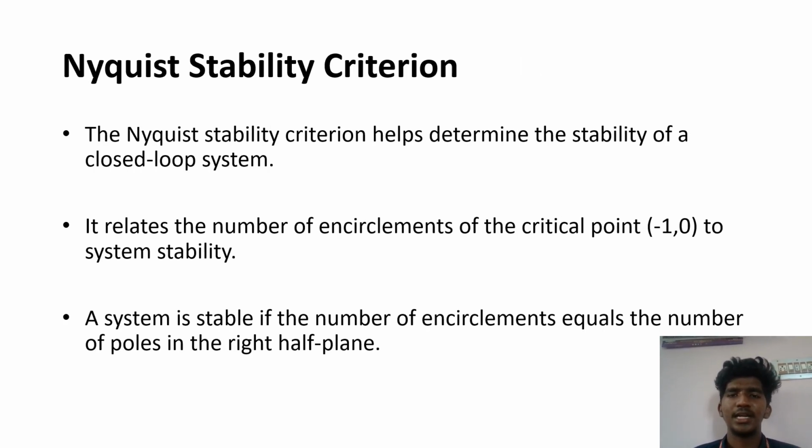Nyquist stability criterion. The Nyquist stability criterion helps determine the stability of a closed loop system. It relates the number of encirclements of the critical point (-1, 0) to system stability. The system is stable if the number of encirclements equals the number of poles in the right half of the S plane.